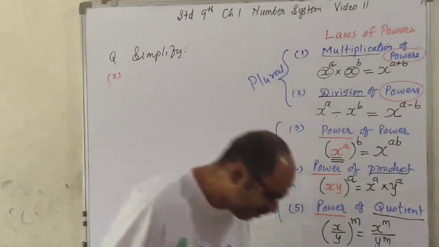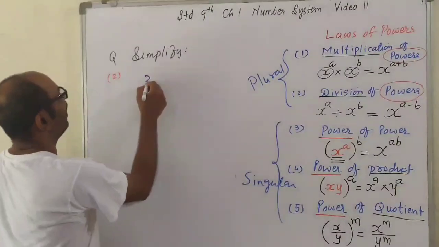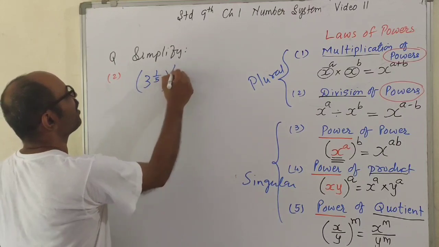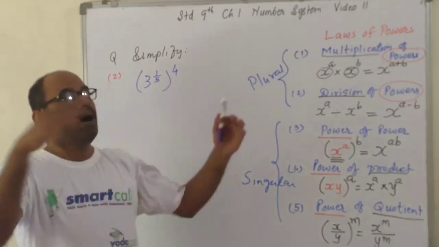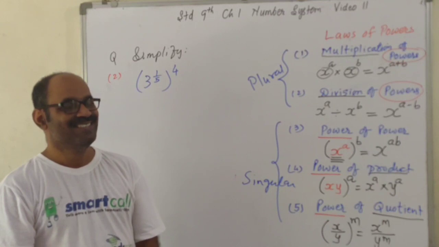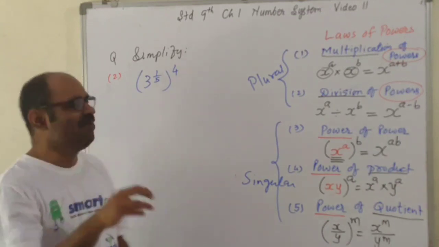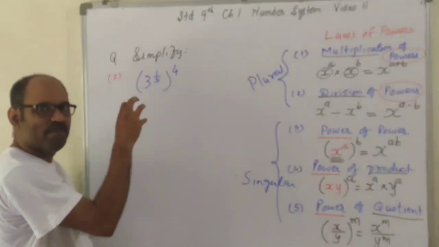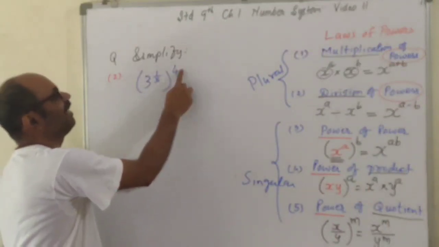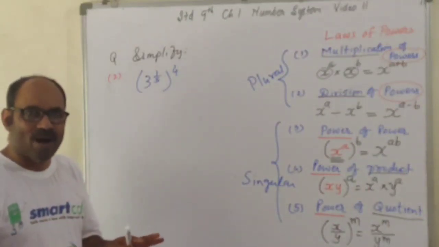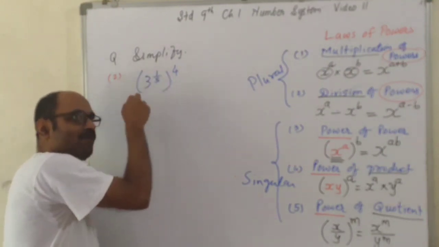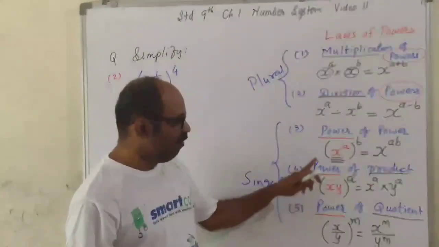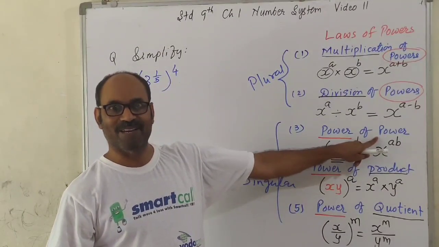So let's see the second example. It is 3 raised to 1/5 whole raised to 4. Can you identify, children, whether we have 1 power or more than 1 power? How many powers do we have? Only 1. In the bracket there is 1 power, but you can say that is the base and the index is 4. So only 1 power. But index 4 and that base is again a power. So this is power of power. The third law is applicable here, right?